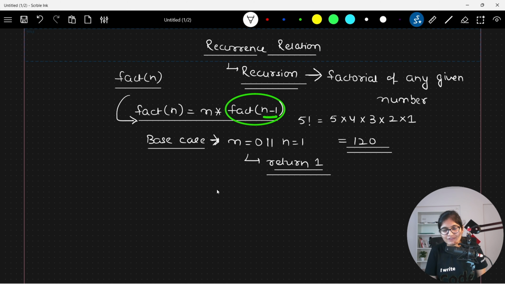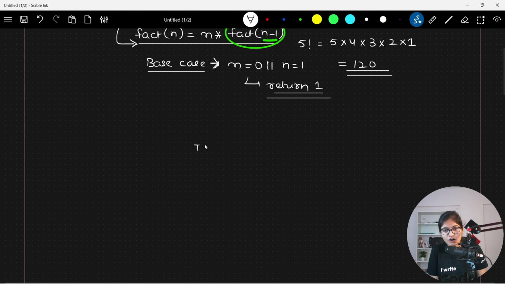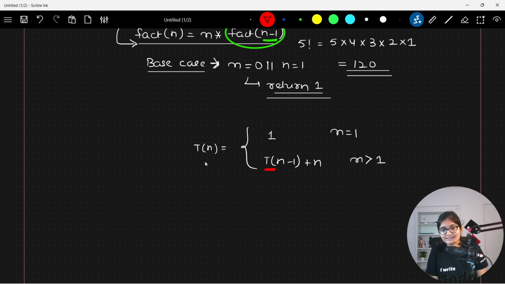For example, if I write it like this: T of n is equal to 1 when the value of n is equal to 1, meaning the number of elements present in an array or any kind of data structure that we are using is 1, then return 1. If the value of n is greater than 1, then return T of n minus 1 plus n. This is a kind of recurrence relation, where this T indicates that this is a repetitive term. This is a repetitive function. This is where recursion is happening.